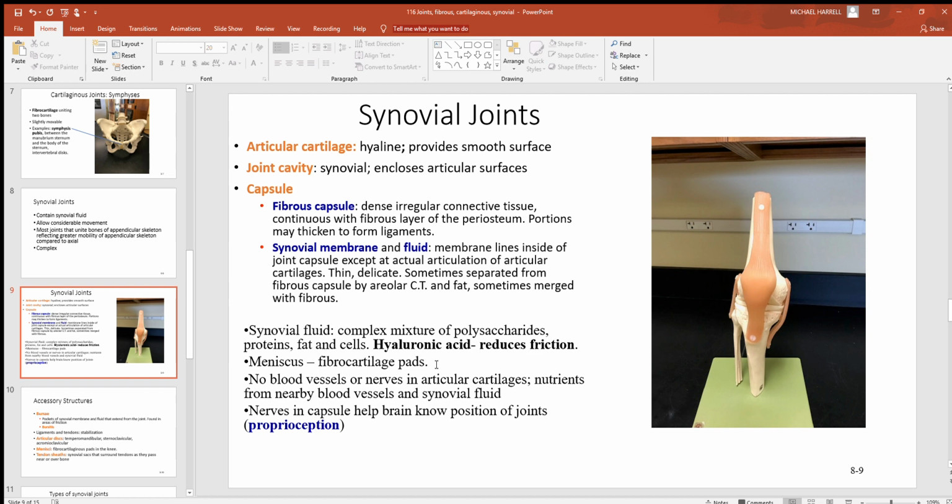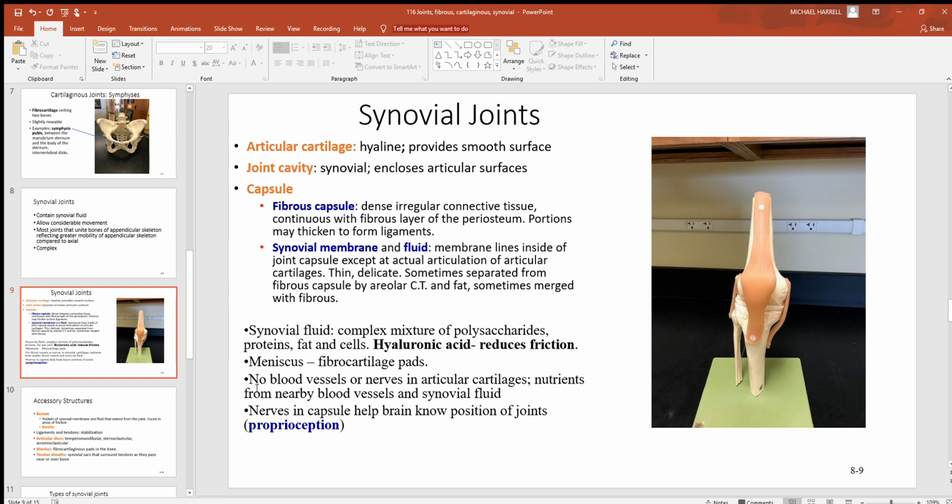Also, something else you see here in your knee are the menisci. These fibrocartilage pads are like cushions or shock absorbers in the knee. Figure every time you step, that's a lot of weight coming down on these fibrocartilage pads. Those pads are great cushions, acting as shock absorbers.